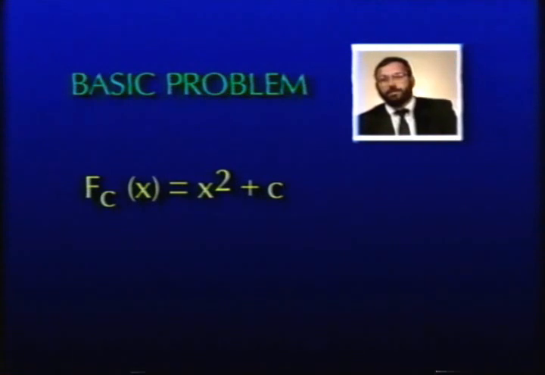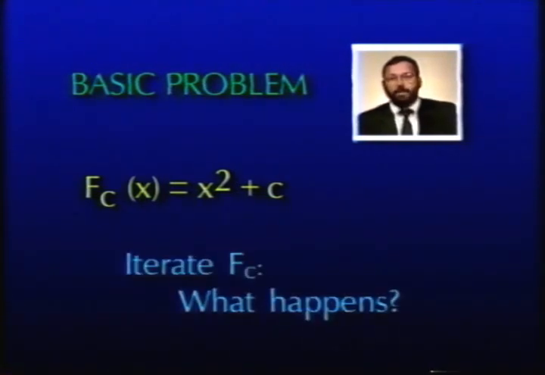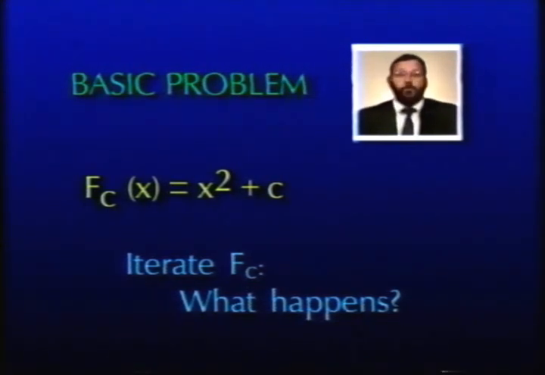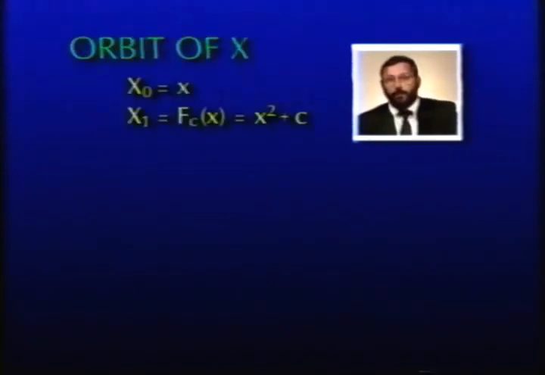Both of these images are generated by the simple mathematical function or expression x squared plus a constant. The basic problem is this: given this function, what happens when we iterate this function? To iterate means to repeat a process over and over again. The process repeated, in this case, is iteration of this quadratic function.